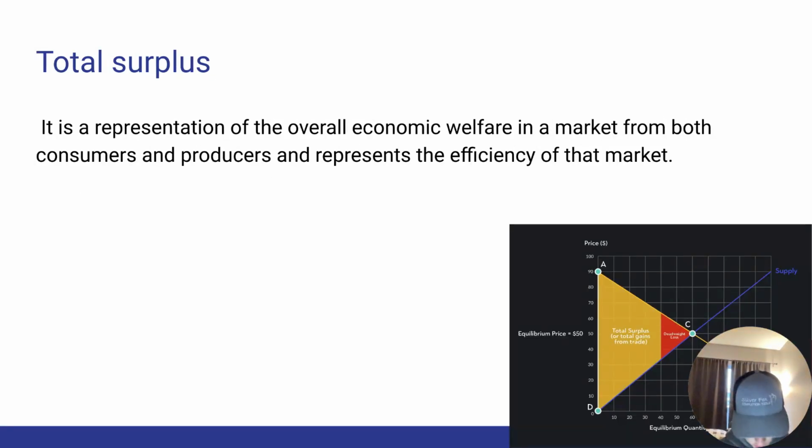Total surplus is the total benefit from both producer and consumer surpluses when added together. It is a representation of the overall economic welfare in a market from both consumers and producers and represents the efficiency of that market.